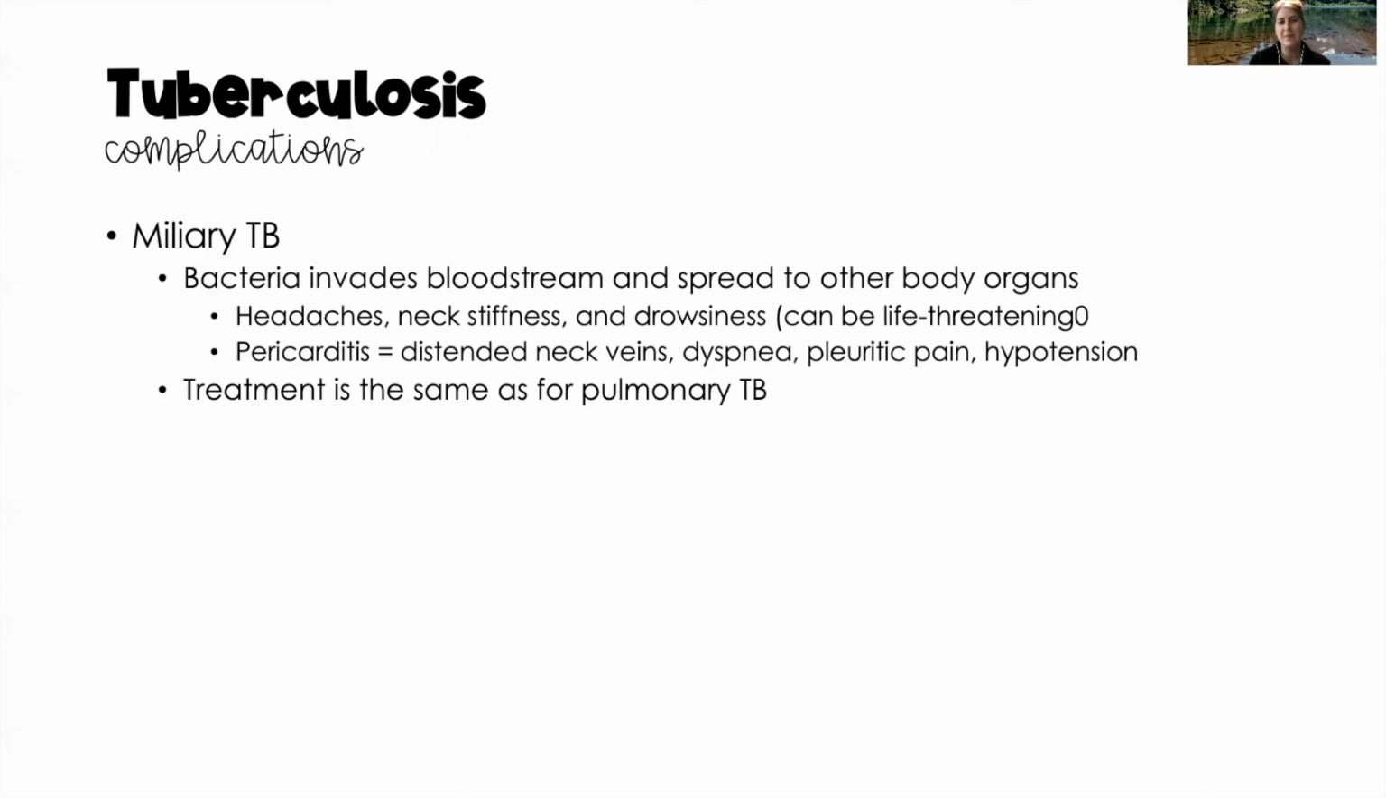Now, just as we mentioned previously, let's touch just quickly on miliary TB. So this is TB where the bacteria is not just in the lungs, but it has now invaded the bloodstream and it has spread to our other body organs. So we might see things like headaches, neck stiffness, and drowsiness. Now, these symptoms, this miliary TB, this can be life-threatening. Pericarditis is also pretty common with miliary TB. We'll get distended neck veins, dyspnea, pleuritic pain, hypotension. The good news is the way that we treat it is the same as we treat pulmonary TB. So whether you have miliary TB or pulmonary TB, we're going to be using the same medications to treat tuberculosis.